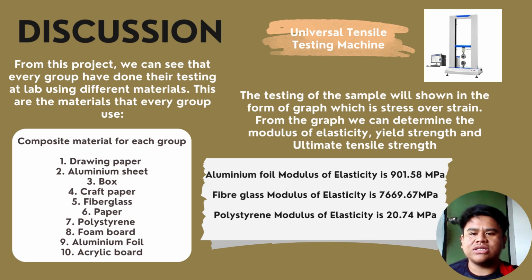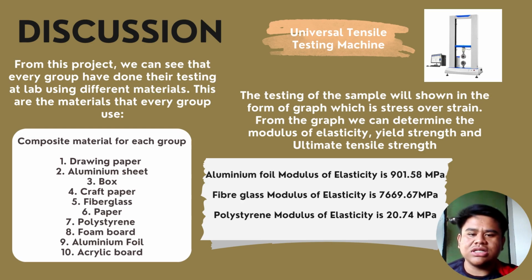Okay, so for this project we needed to test all the materials using the universal tensile testing machine, which is at the material lab. So we needed to go there and test each of our samples. The testing of the sample will show the graph of stress over strain. From the graph, we can determine the modulus of elasticity, yield stress, and the ultimate tensile stress. From our class, there are 10 groups, and each group used their own materials and tests. Our group, using aluminum foil, got a modulus of elasticity of 901.95 megapascal.